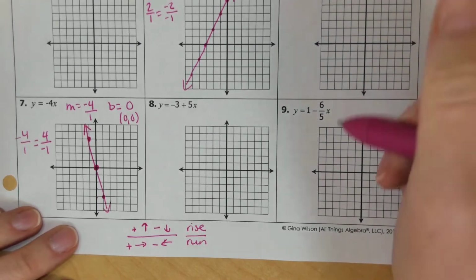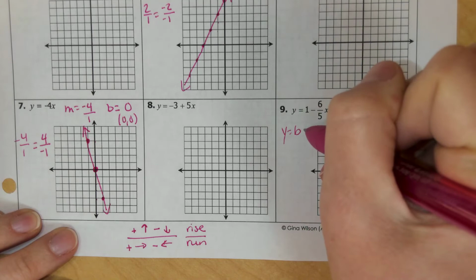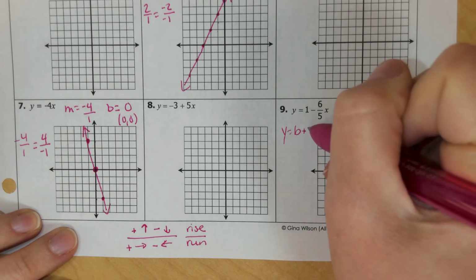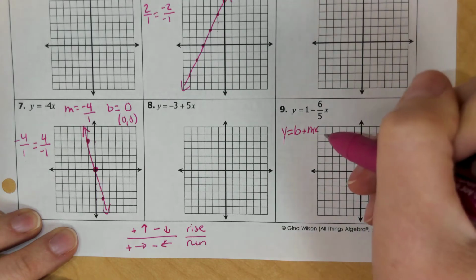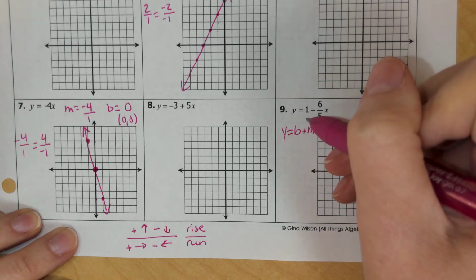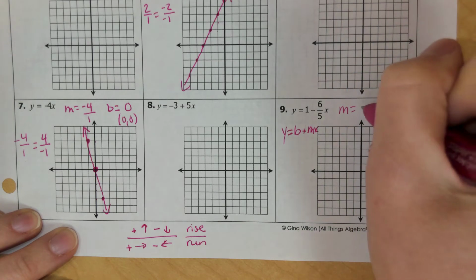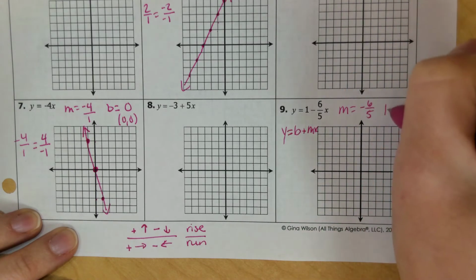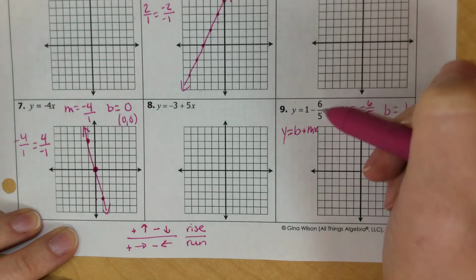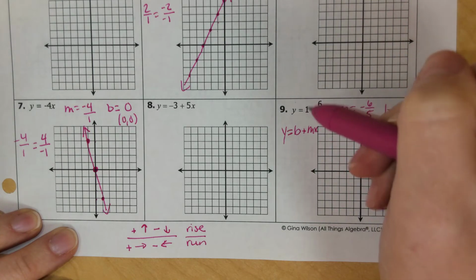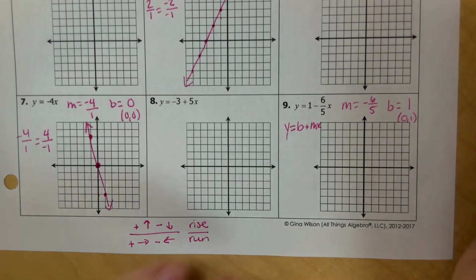All right, one more. So this one has been rewritten as y equals b plus mx. Just kind of switched it around a little bit. The constant is still the y-intercept. The coefficient of the x is still the slope. So that means that my slope here is -6/5, and my y-intercept is +1. That negative goes with the 6/5. This 1 over here is positive. So (0, 1) is going to be my y-intercept.